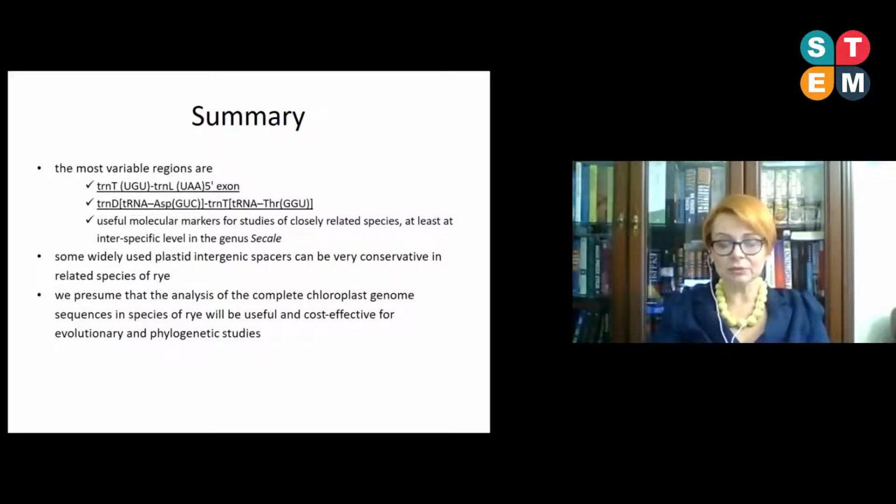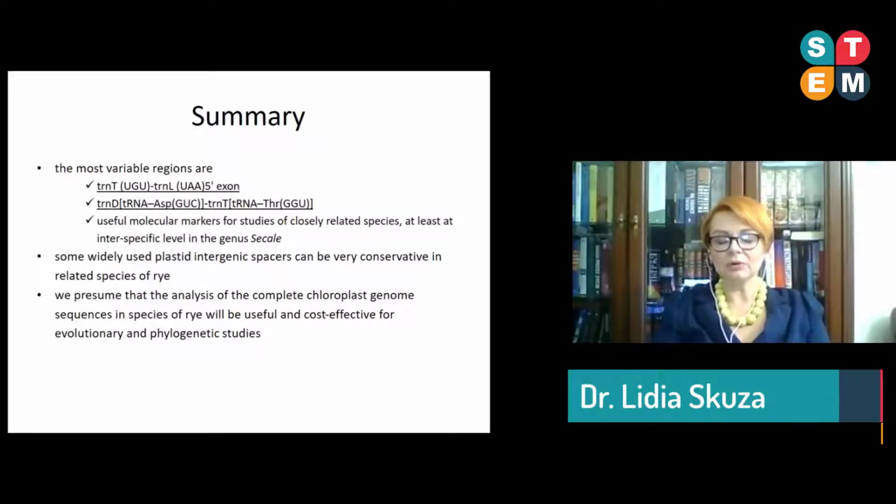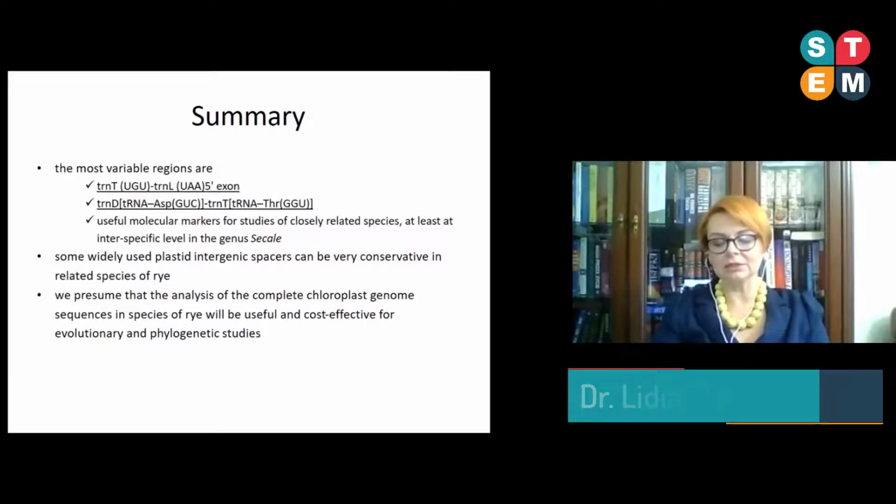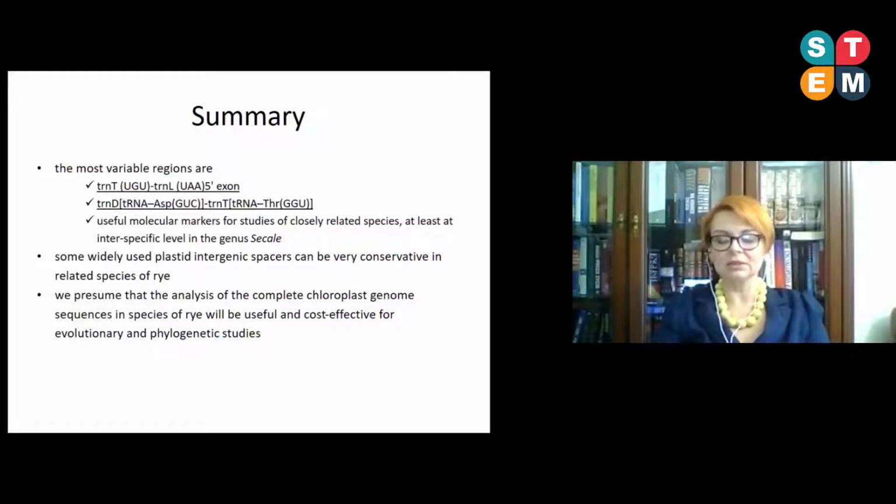In summary, we can say also that some widely used plastid intergenic spacers can be very conservative in related species. Our data reflects the difficulty of finding the appropriate molecular marker for intra- and interspecific studies in closely related plant species. No single region was able to provide a complete taxonomic resolution within the species analyzed when used separately.